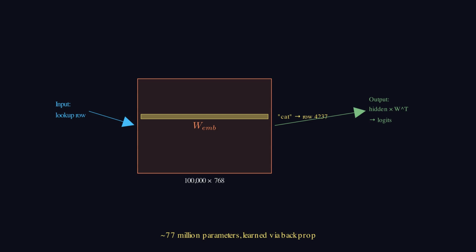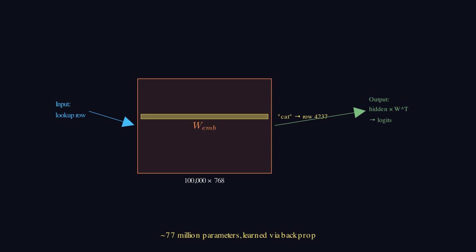In a transformer like GPT, the embedding is literally the first operation. The model has a vocabulary of, say, 100,000 tokens. The embedding matrix is a 100,000 by 768 table. Each row is the learned vector for one token. To embed a token, you just look up its row. This matrix contains about 77 million parameters, and it's learned end-to-end with the rest of the model through backpropagation.